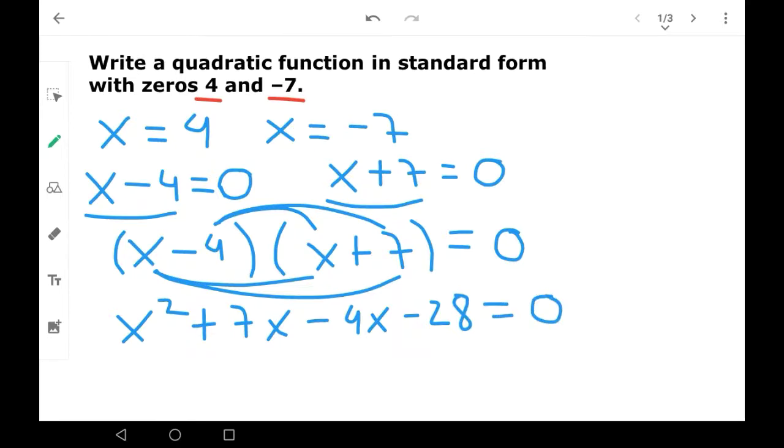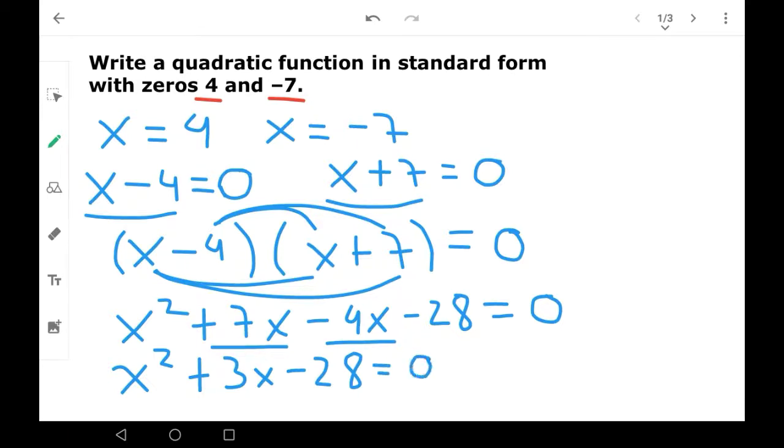And at the end, what will be my expression? It would be x squared. Since these are like terms, I can add them. So 7 minus 4 would be +3x, and then minus 28. So this is equal to 0, right? And now I have my function. This function is in standard form. It's a quadratic function in standard form. So this is the function that I have with these two solutions, right?